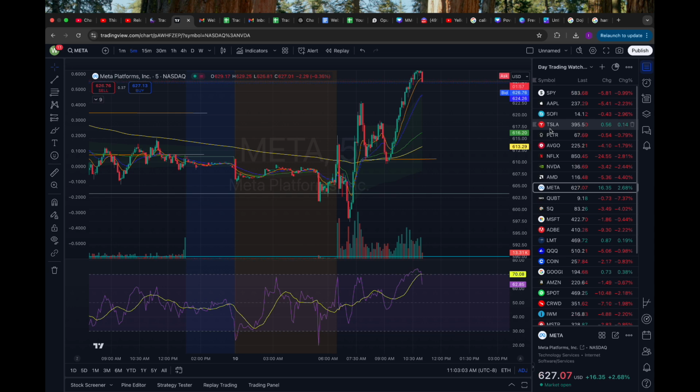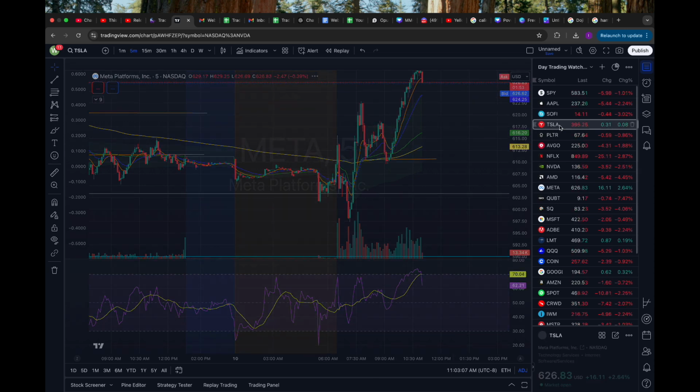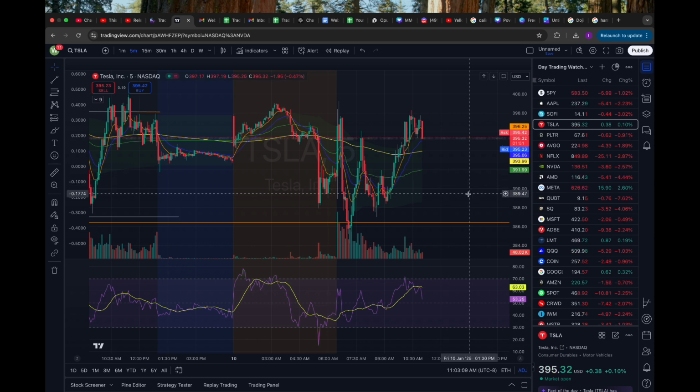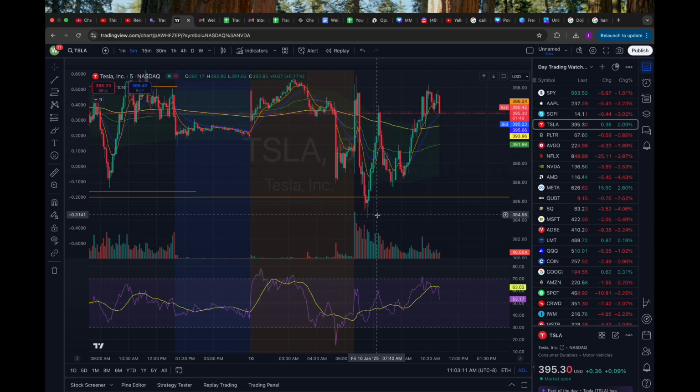Now we could look at any stock. Let's go look at Tesla. Tesla did it. You see another double bottom? Well, it's an ugly one, but it's a W. Boom, boom, boom, and then boom, right? This is a little bit of choppiness, but boom, right?